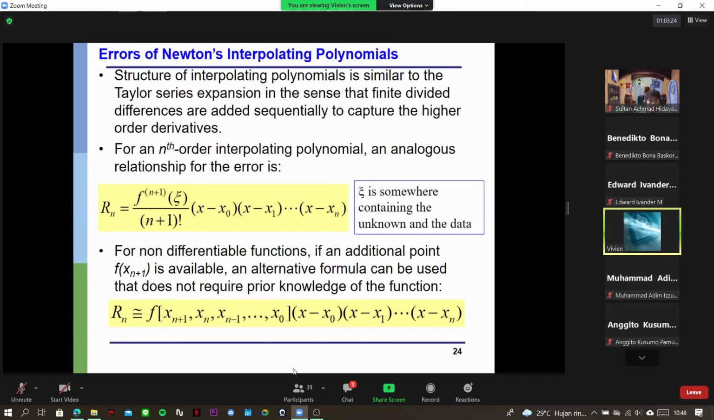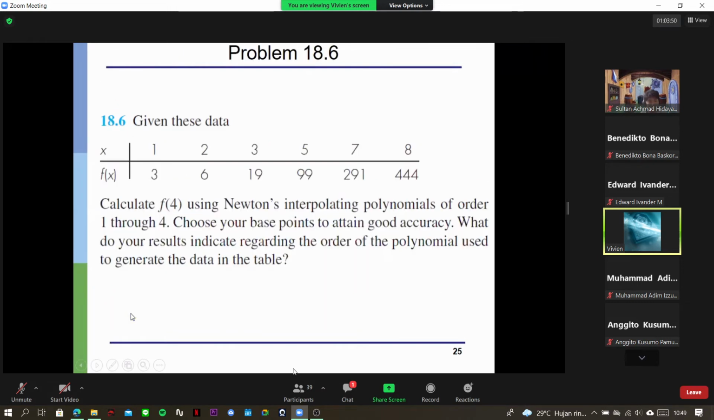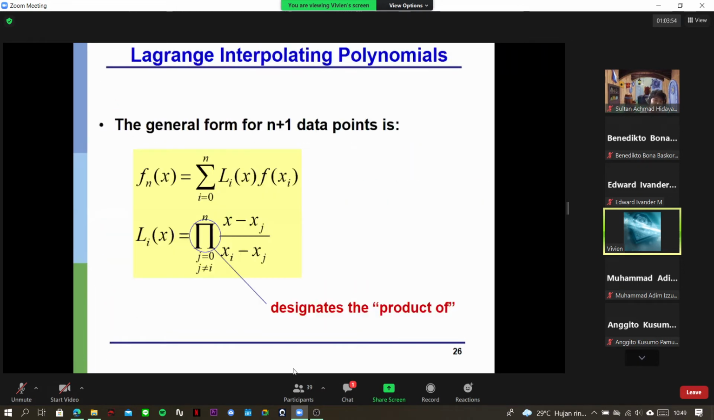When we talk about the error of this interpolating polynomial, this is again dealing with the order of the equation. So the error will be the truncated terms that we don't include in the calculation. The rest of the terms that are truncated will be the error, or the residual. I think you can read on that later.